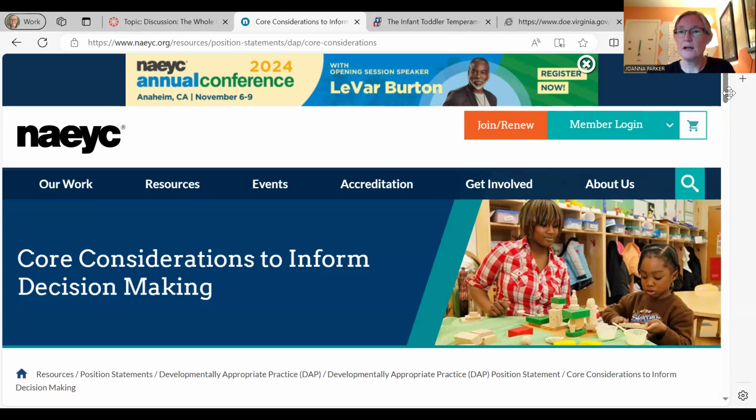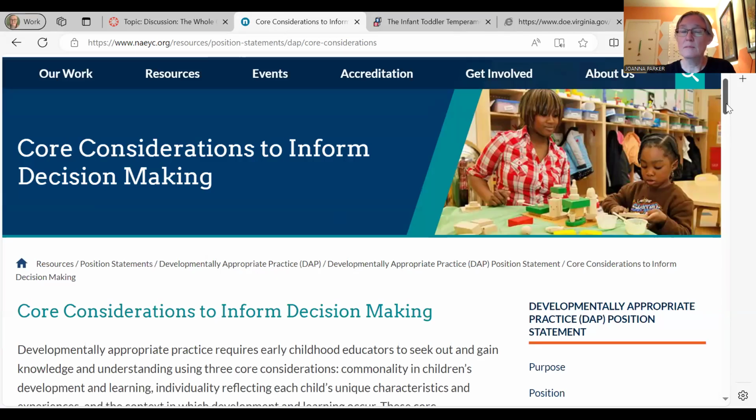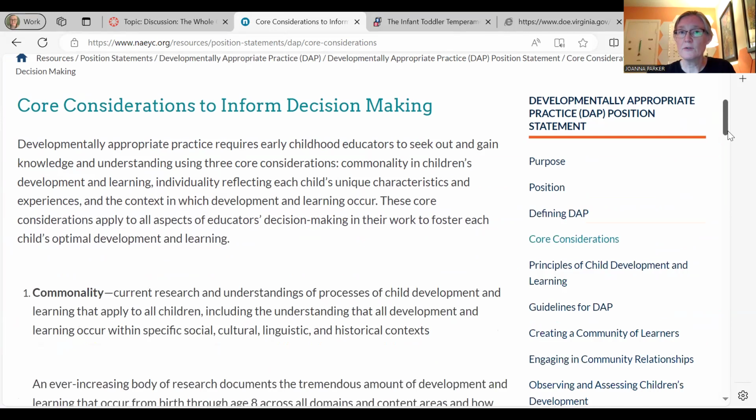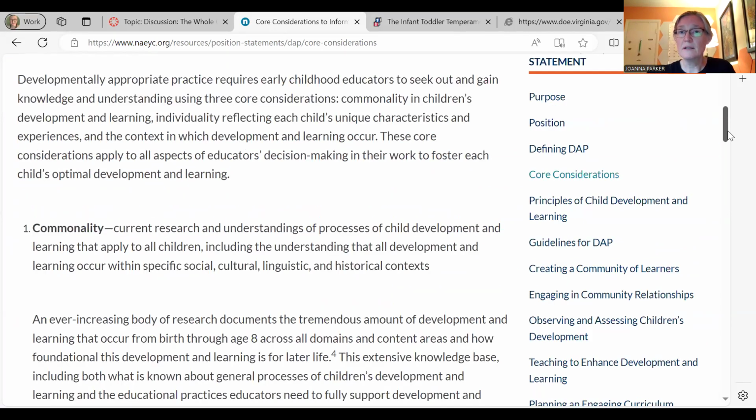I have pulled up here for us our core considerations to inform decision-making, which is part of the statement on developmentally appropriate practice. Again, if we scroll down here on the right-hand side is the table of contents where different sections on developmentally appropriate practice live. And so you can click on any of these links, and we are currently on the page for our core considerations.